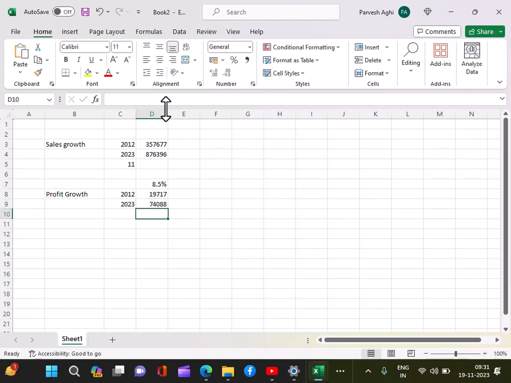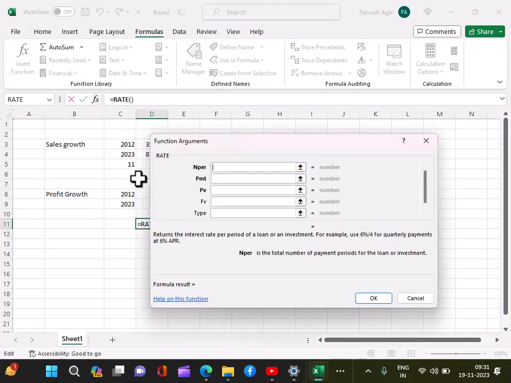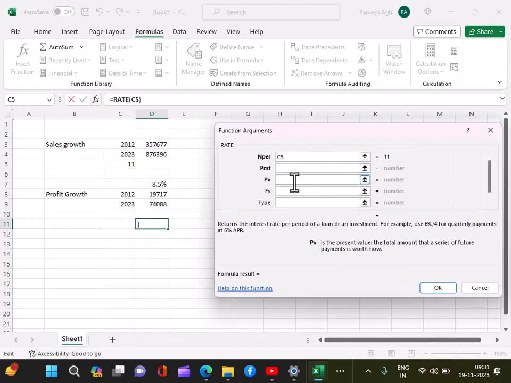Double eight. Okay, it will not make any difference. So we use the same formula. Just try to calculate and use the formula. So we use the rate formula, and put again 11 years here. And put a minus sign.